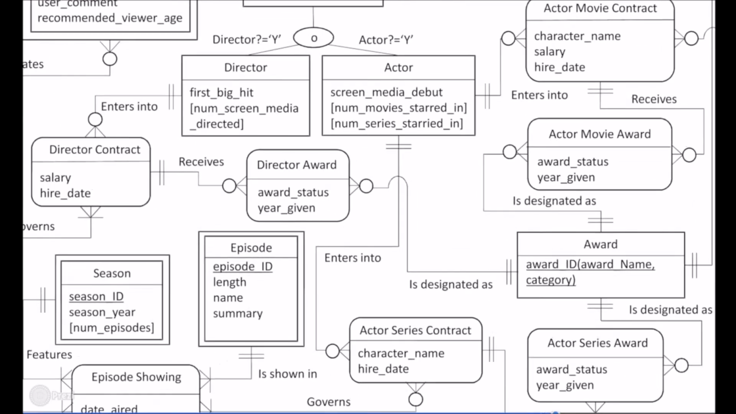0 or more directors can be nominated for a certain award, and we want to be able to know for which screen media as well as the year. A certain award can be given to one and only one director. The status will help us keep track of whether the director won it, only one director can, or was just nominated, several directors can. Each director can be nominated or awarded for 0 or more different categories of awards.